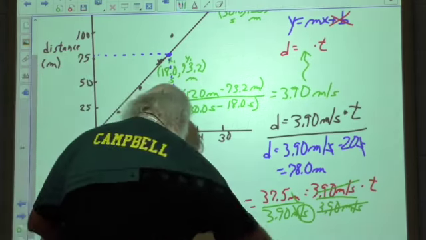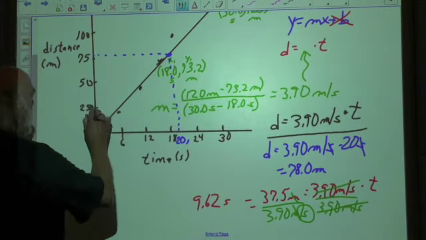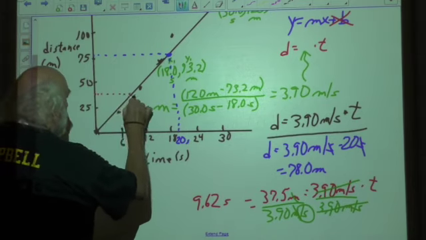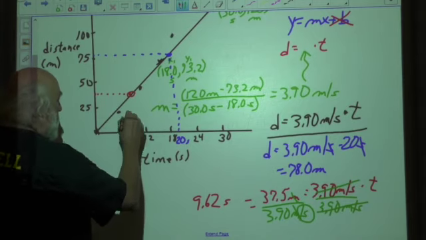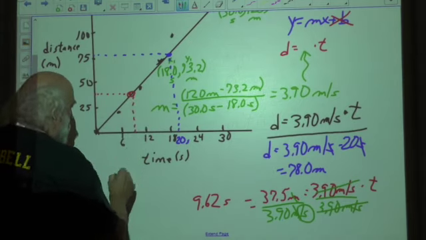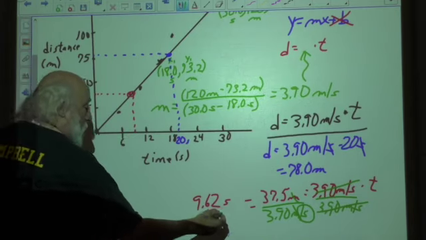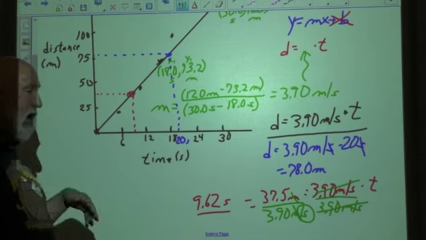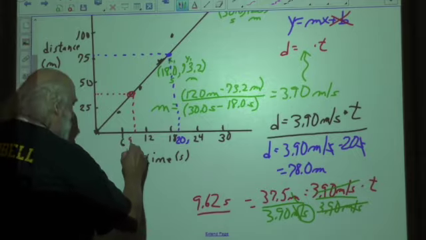For the other one, 37.5 meters is halfway between these two right there. And this is going to come down here, and as you see, it's going to be slightly more than halfway across. How slight? Well, we can use the equation to figure out how slight, but it looks like about 9.5, somewhere around there. So this confirms it. This is 9.62, it says.